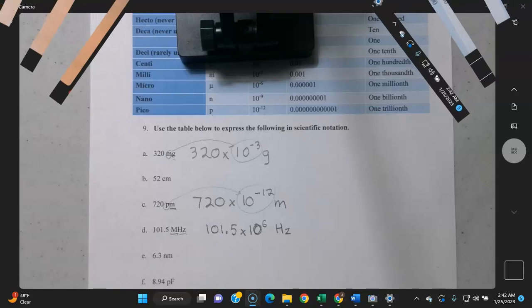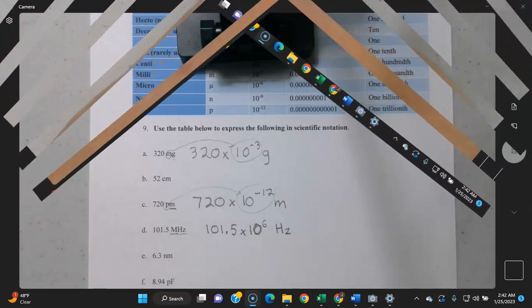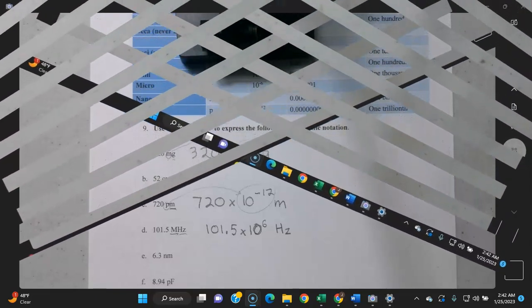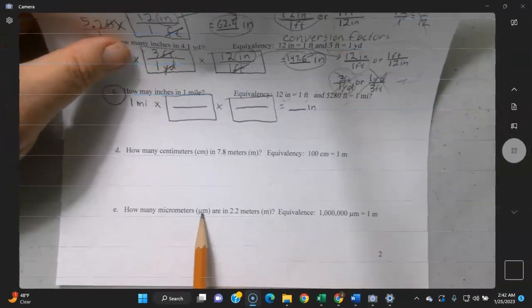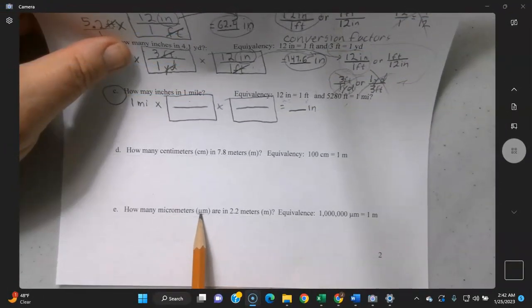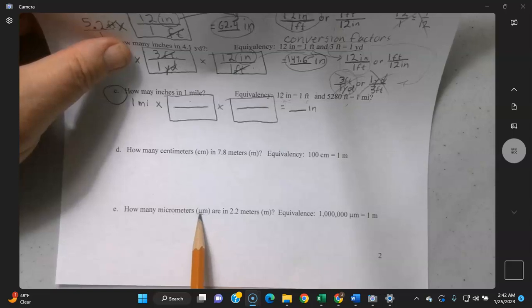All right, let's go back. There was one problem that I kind of skipped over because we hadn't covered that concept. And it's this one down here. So it's how many micrometers, that's this. So we now know that that means 10 to the minus 6. Just go back to that table. Are in 2.2 meters.